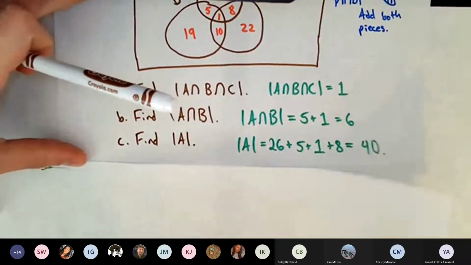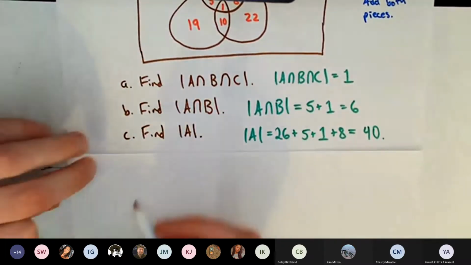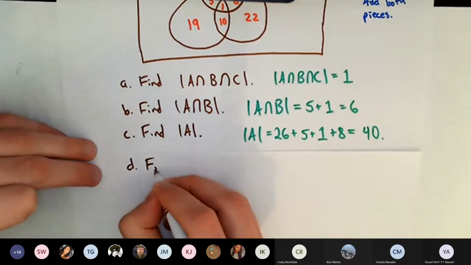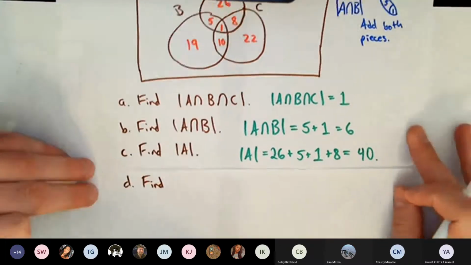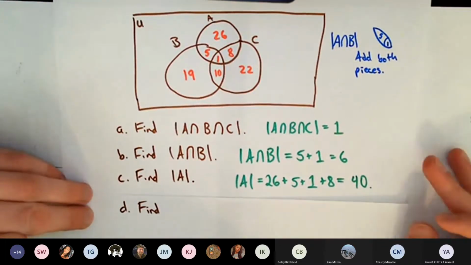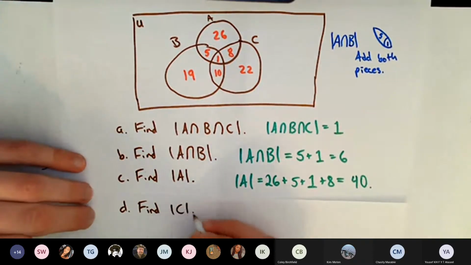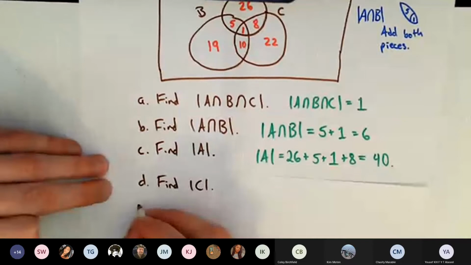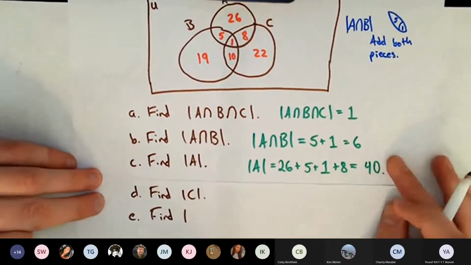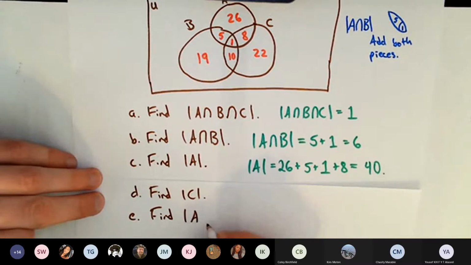Okay, let's do some more. What else can I say? Let's find the cardinality of C. And then let's find the cardinality of A union C.